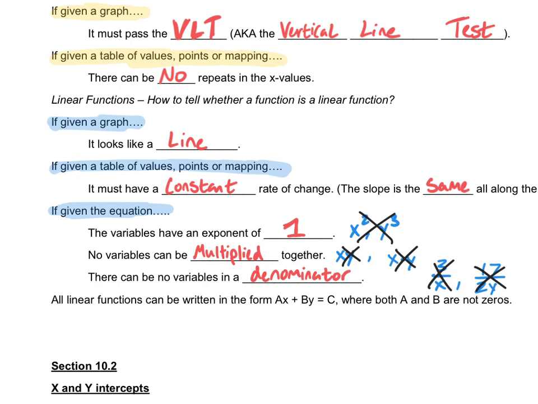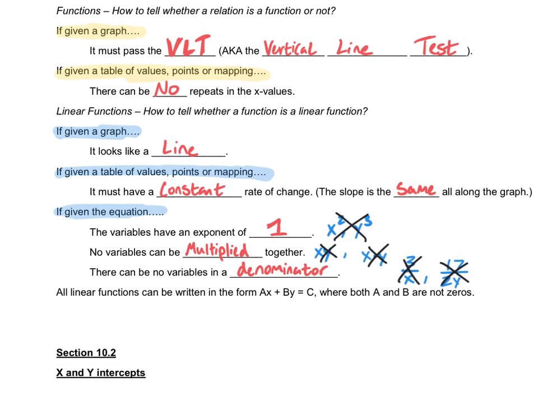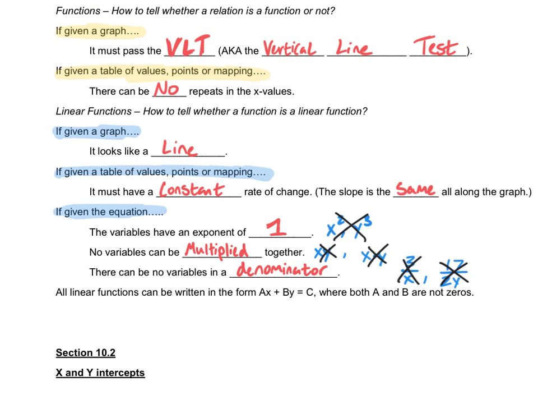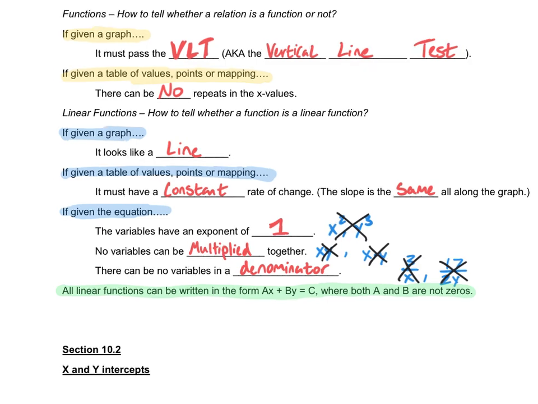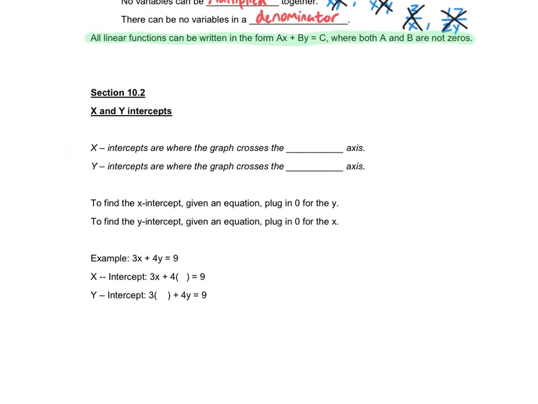Now, the last little note to make, and it's just something we need to know, is that all linear functions can be written in the form ax plus by equals c, where a and b are numbers that are not 0. Okay? Just something to know. As we get more into linear equations, that point's going to come up, and that's something that we're going to talk about.